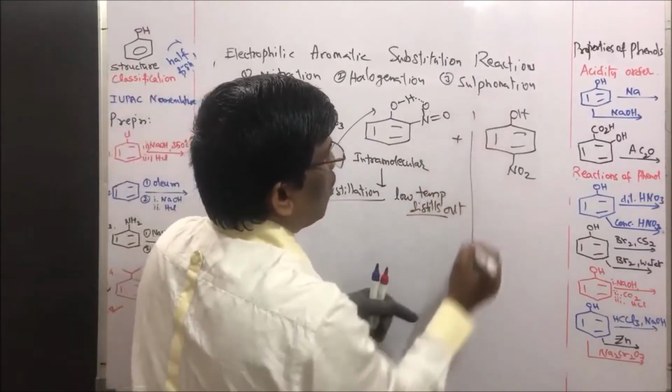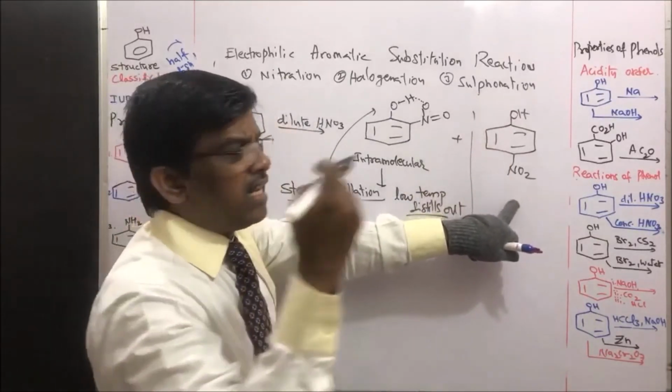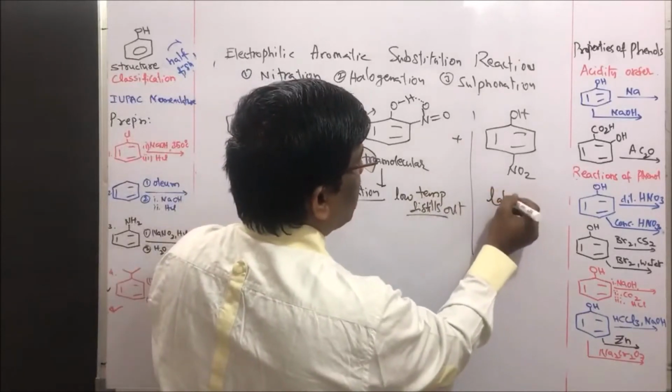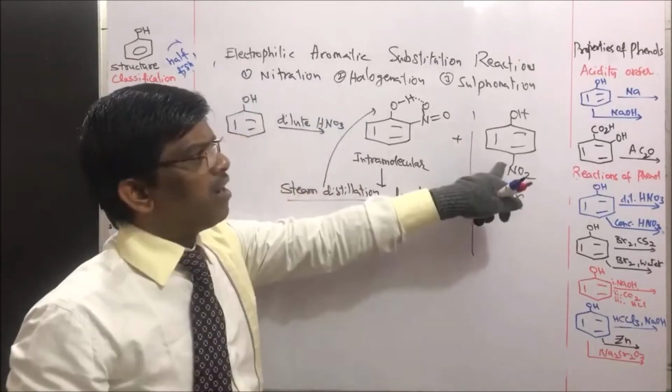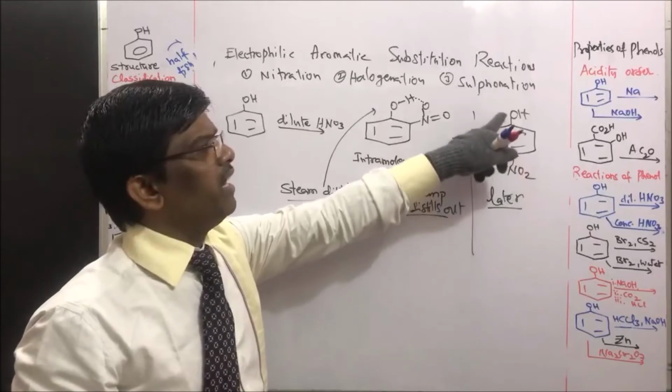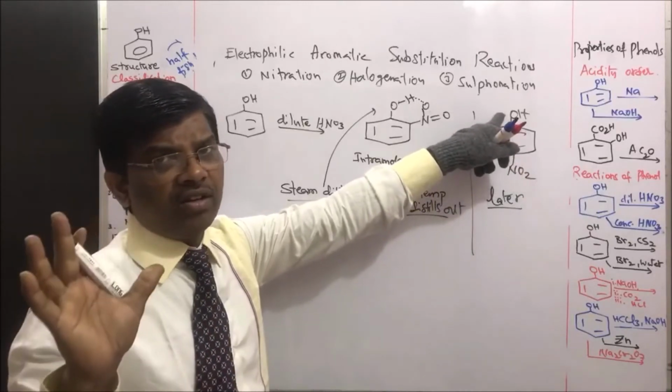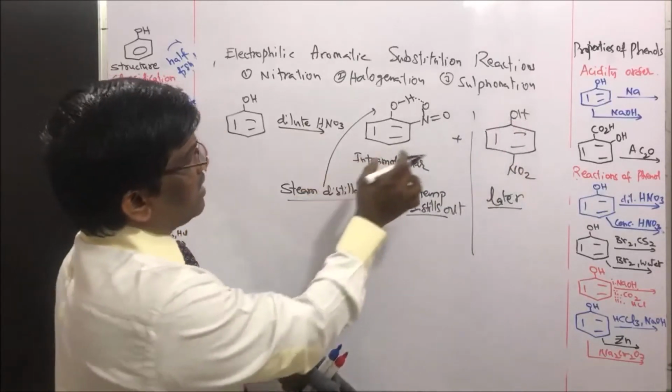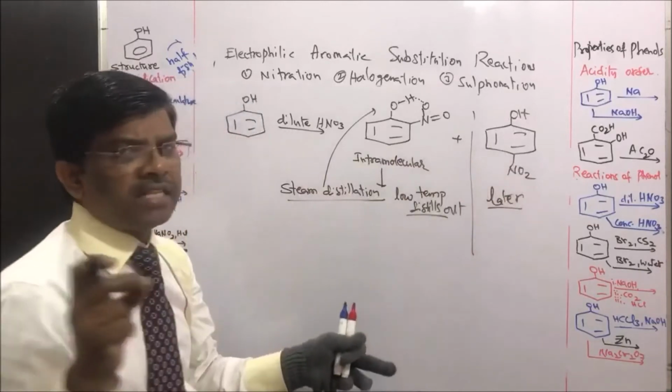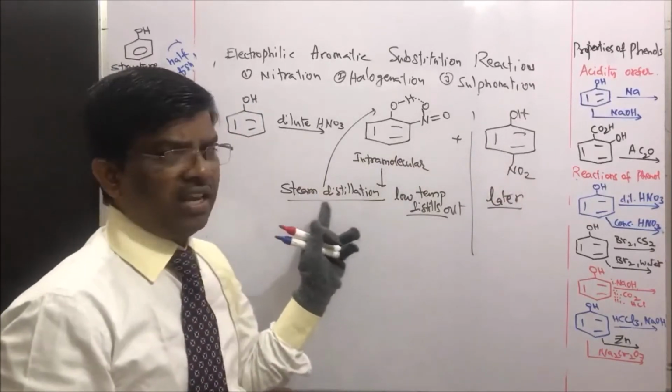Then the leftover compound distills out. This comes out later because there is no intramolecular hydrogen bonding, though it will have intermolecular hydrogen bonding. Yes, friends? So this ortho para mixture can be separated by steam distillation.